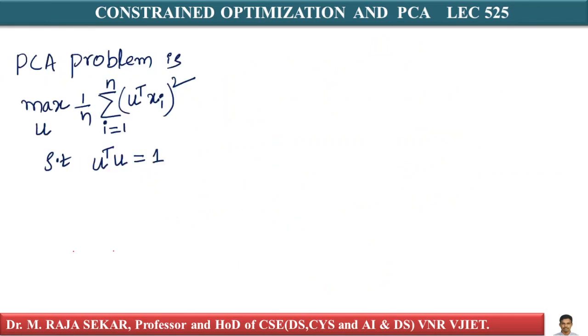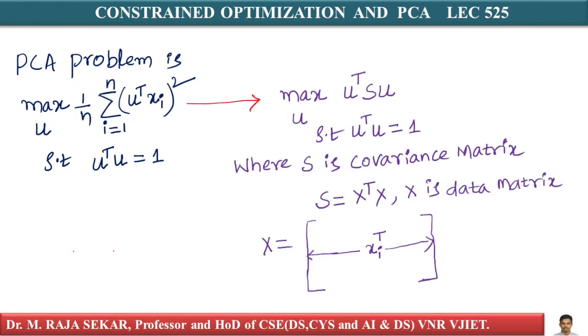Let's revisit our PCA problem. What is our PCA? Find u that maximizes 1 by n into sigma i equal to 1 to n, u transpose xi whole square, such that u transpose u equal to 1. This problem can be represented by doing simple algebraic modification like this.